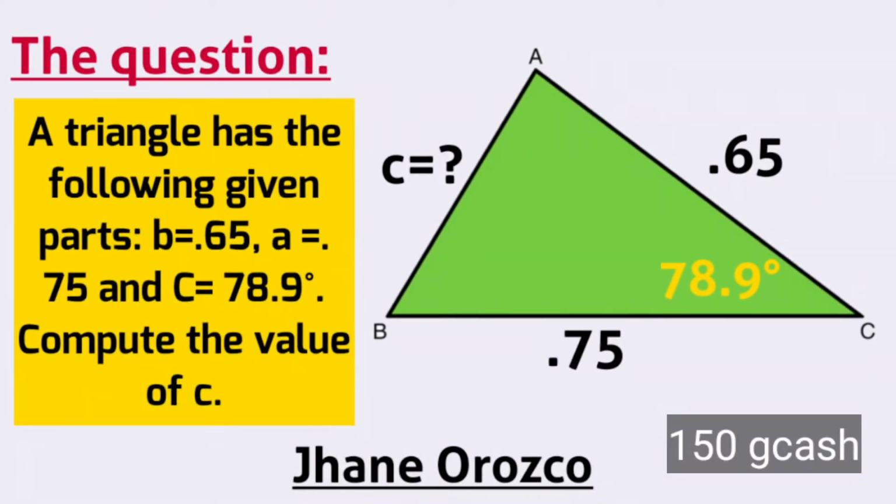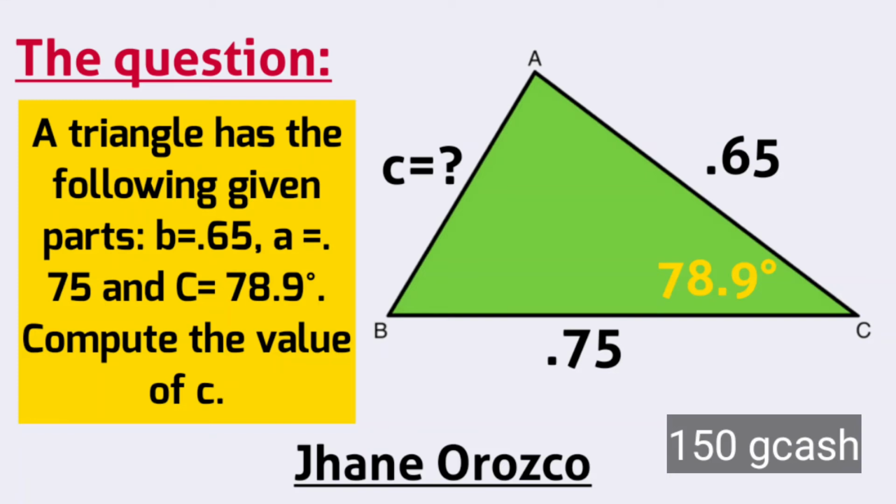A triangle has the following given parts. Side B is equal to 0.65, side A is equal to 0.75, and angle C is equal to 78.9 degrees. Compute the value of C. This is the question to be answered here on Premier chat box. Good luck!